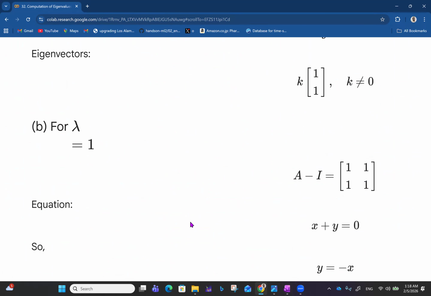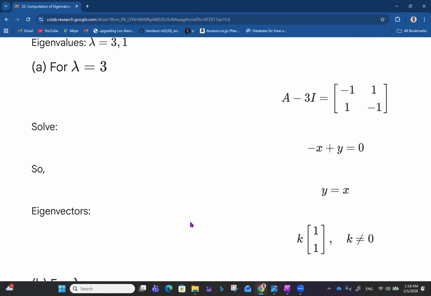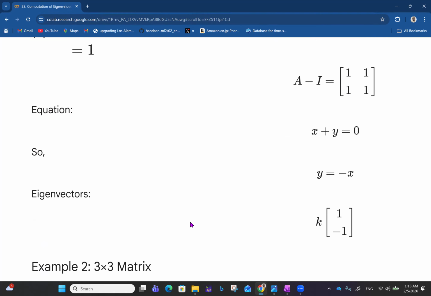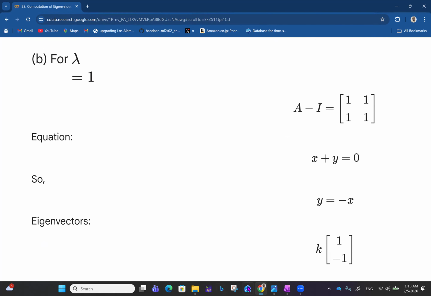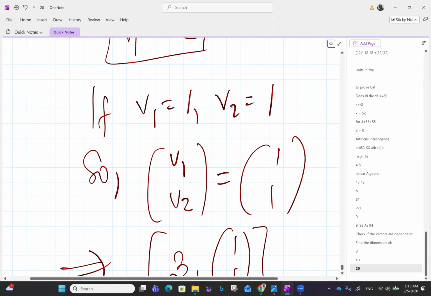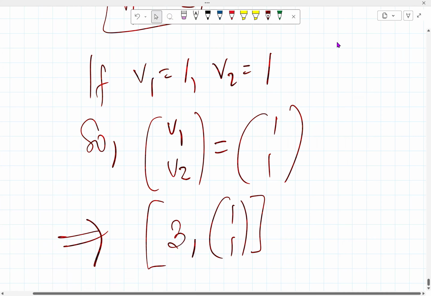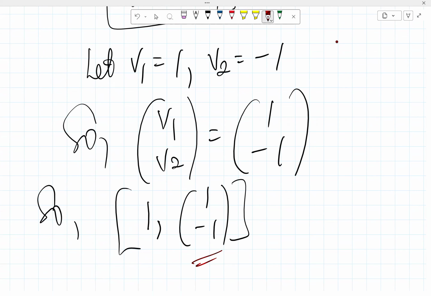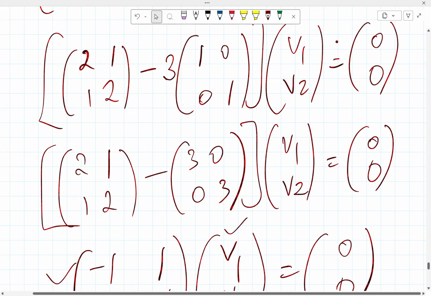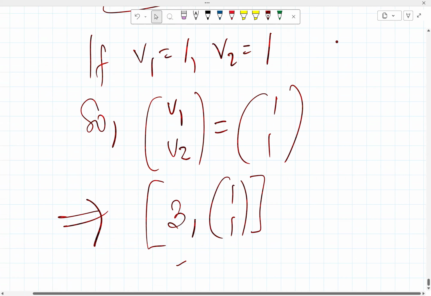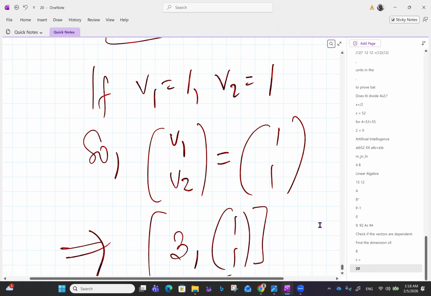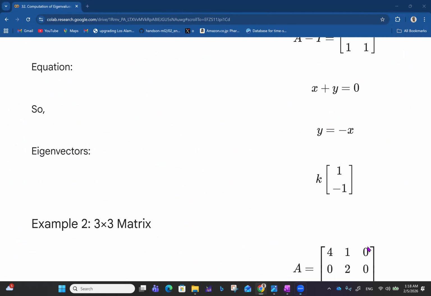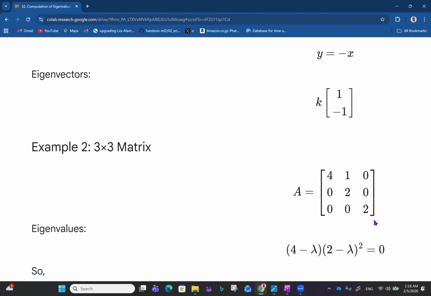So that's exactly the deal here. For lambda equals 3, we get 1, 1. And for lambda equals 1, we got 1, minus 1 before. So for lambda equals 1, we got 1, minus 1, as you can see. Then for lambda equals 3, we have 1, 1. Don't worry yourself about this case. At the end of the day, it's what you have in the bracket that really matters.